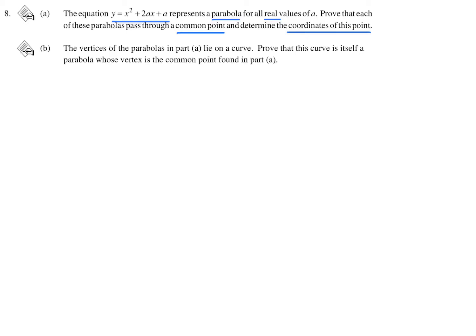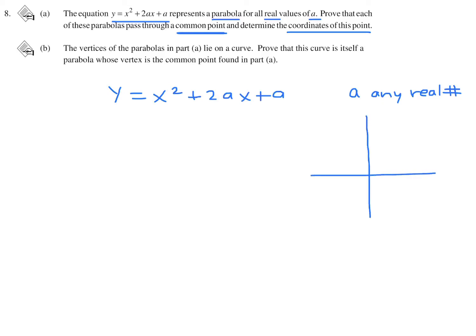So we are given y is equal to x squared plus 2ax plus a. And they're saying that no matter what a is, any real number, this parabola is always going to pass through one common point. So no matter what you put for a, you could put 5, 50, 1,000, whatever, this parabola is always going to have one point that it passes through, always.